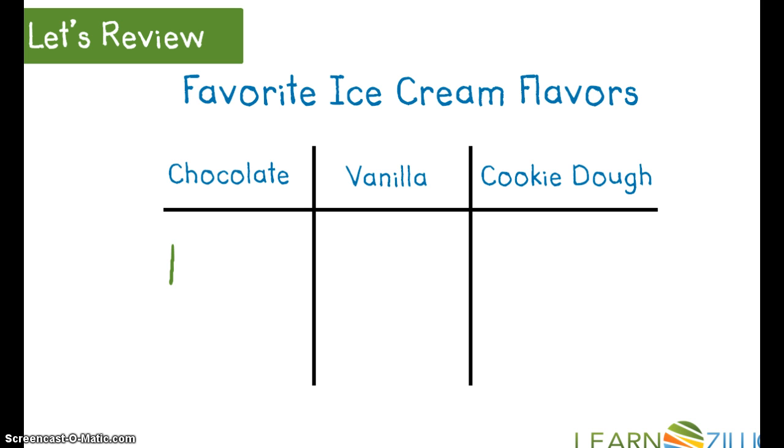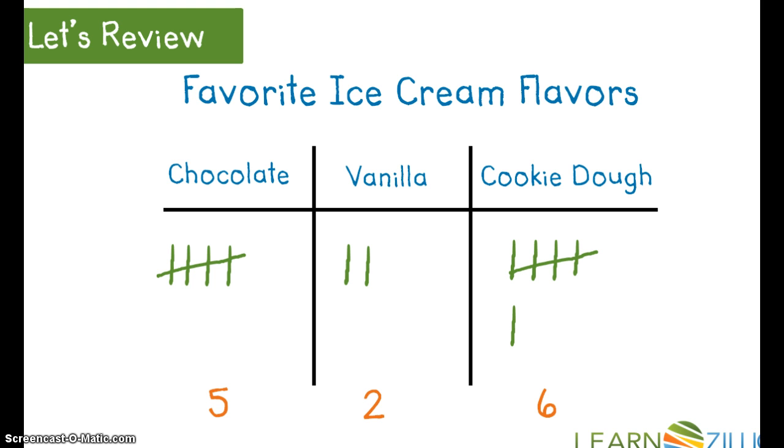We can use tally marks to count votes. The three choices of flavors were chocolate, vanilla, and cookie dough. After taking the votes, we can count the tally marks to find the total number in each category. 5 people voted chocolate, 2 people voted for vanilla, and 6 people voted cookie dough.